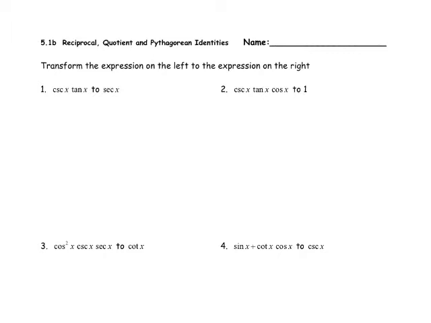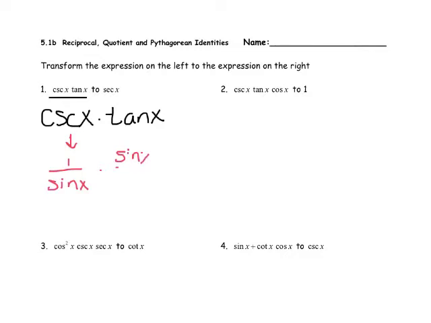So on number 1, cosecant x times tangent x equals secant x. If I rewrite cosecant x times tangent x, in the next step I'll rewrite cosecant x as 1 over sine x, and tangent x as sine x over cosine x. Now I can see that sine cancels sine, and I end up with 1 over cosine, which is where I was trying to go. Or I should really write that that's secant x.